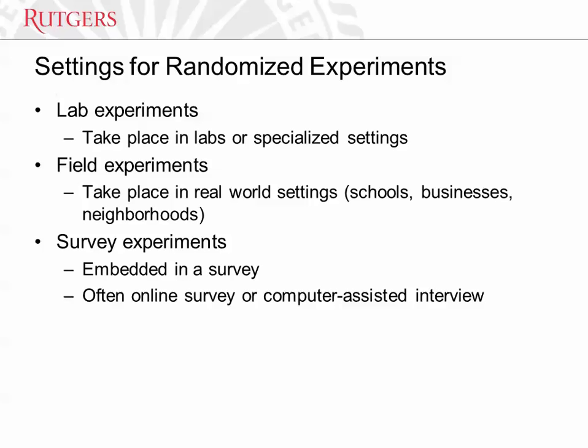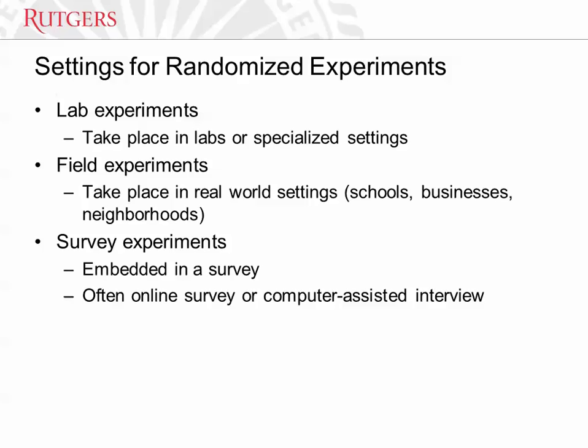And one way to characterize the different types of experiments is the settings in which they occur. So some experiments are lab experiments. They take place in laboratories or specialized settings in which researchers bring people to a laboratory, often because they need to use specialized equipment to measure behavior or thought processes or brain scans or all kinds of things, reaction times. And so some experiments take place in the lab.